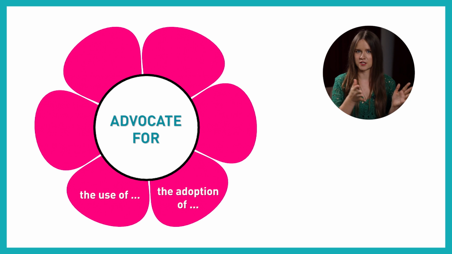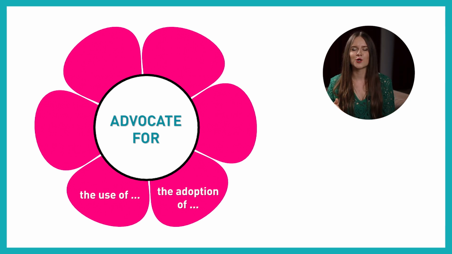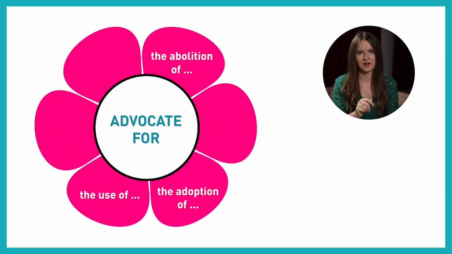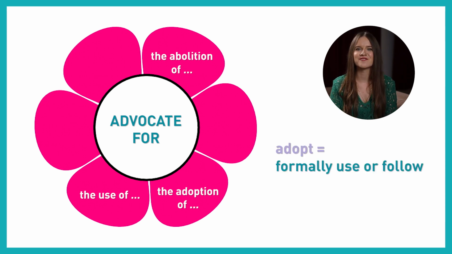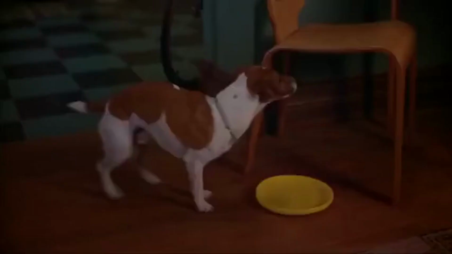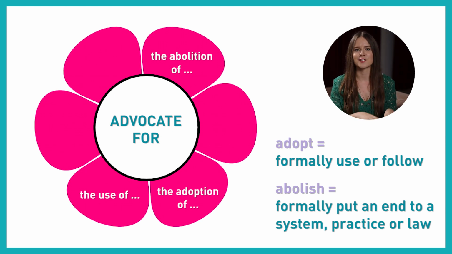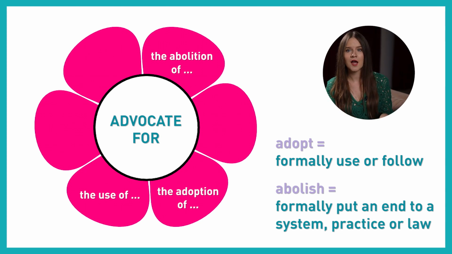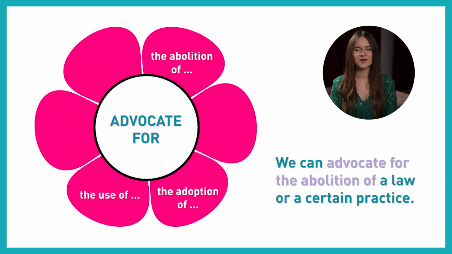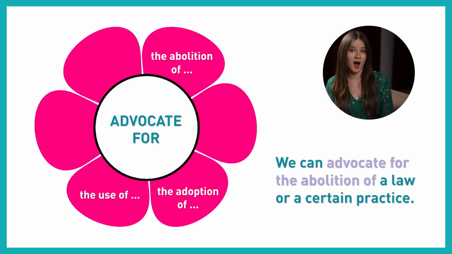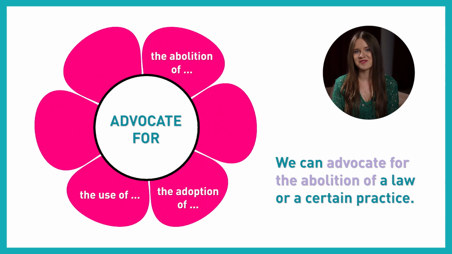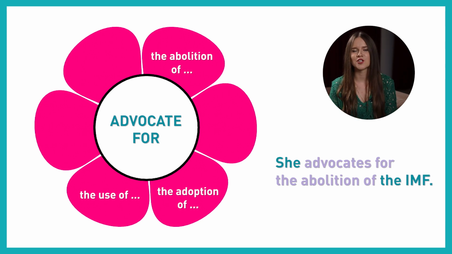Just as we advocate for the adoption of something, we might also advocate for the abolition of something, which means exactly the opposite. While the verb to adopt means to formally use or follow, as in adopt a more socially acceptable image, to abolish is to formally put an end to a system, practice, or law. You know, when President Lincoln abolished slavery. We can advocate for the abolition of a law or a certain practice. We can say, she advocates for the abolition of the IMF. This would mean that she's against the IMF and wants the government to abolish it.